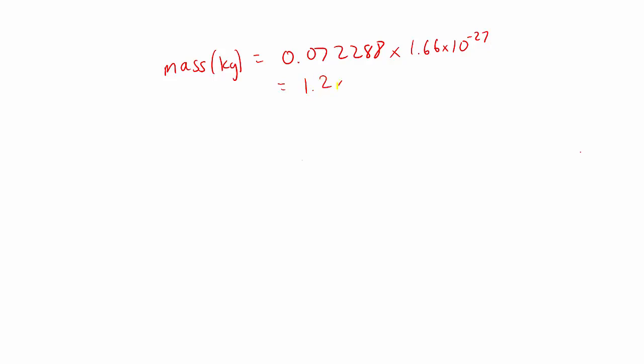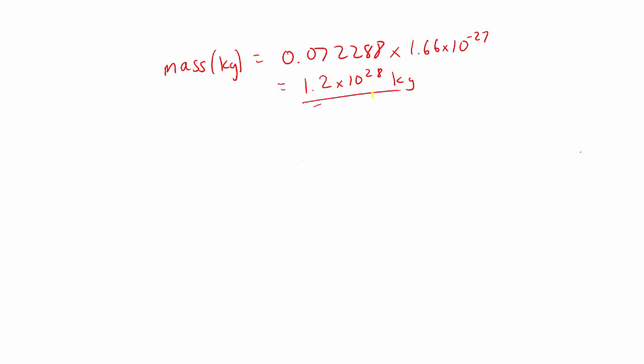Okay, now to solve that, the first thing you want to do is work out what the mass in kilograms is. Now you were told that it was 0.07228 atomic mass units. You multiply that by the mass of one atomic mass unit, which is 1.66 times 10 to the negative 27 kilograms, and what you end up with is 1.2 times 10 to the negative 28 kilograms.